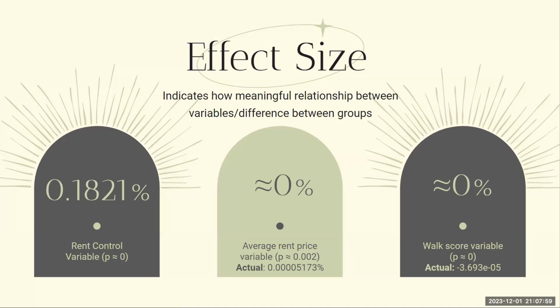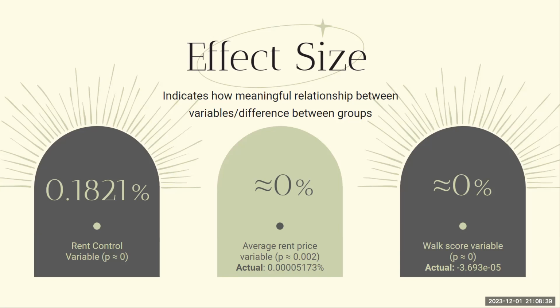And the last point we want to make is about effect size. This indicates how meaningful the relationship between variables and the differences between groups are. And so by analyzing the effect size of each variable, it reveals the practical significance of our research outcome. So to understand the effect size, we look at the coefficients. The rent control variable, essentially, if rent control is in place, the average monthly rent price decreases by 0.1821%. That small difference could barely be noticed by renters or landlords. Thus, the lack of practical significance implies that rent control may not actually work.